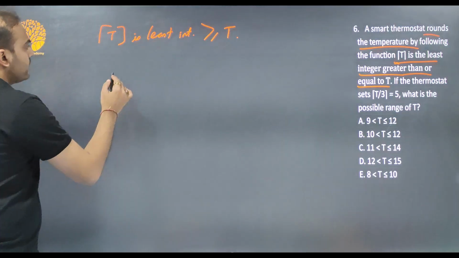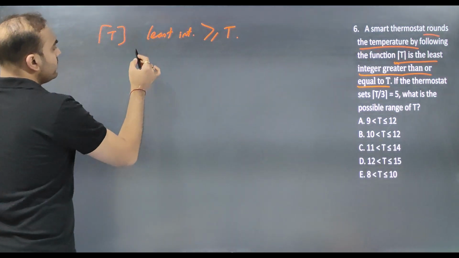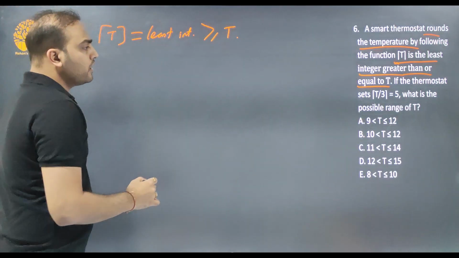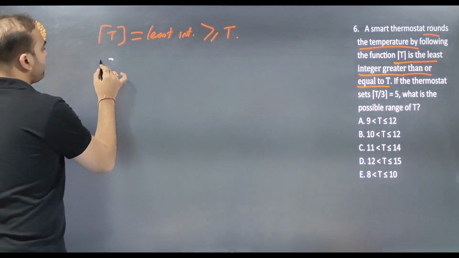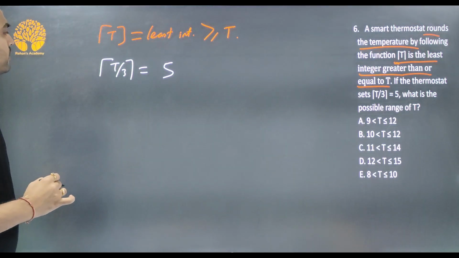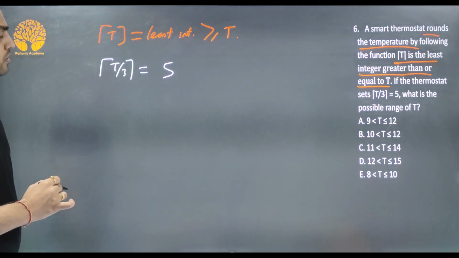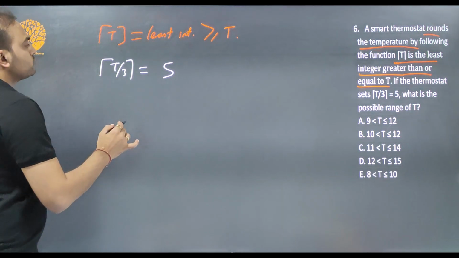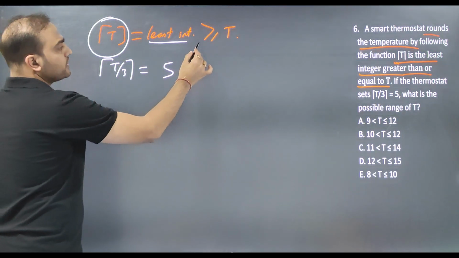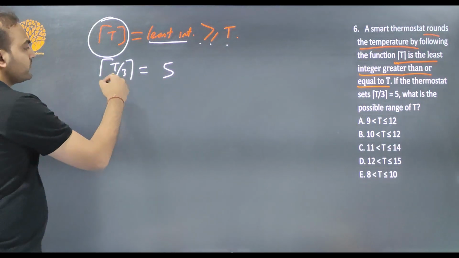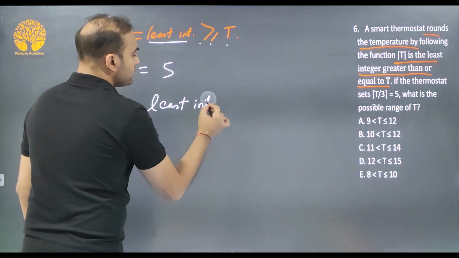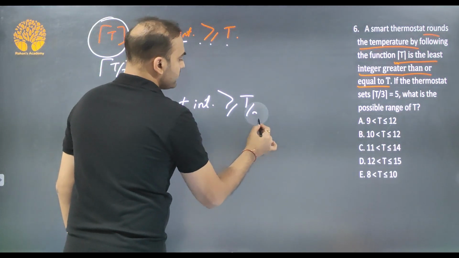Is means equal to, so I am replacing is by equal to. So this is the definition given to me. Now the question says t by 3 is equal to 5, and they are asking the range of t. So what does this tell me? The answer of this is the least integer greater than or equal to t. So the answer of this, that is 5, is least integer greater than or equal to t by 3.